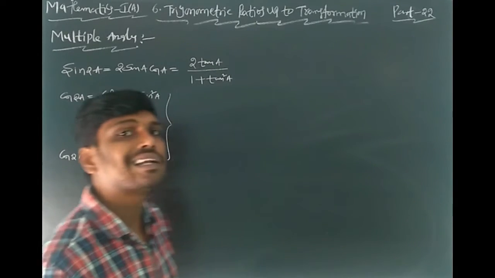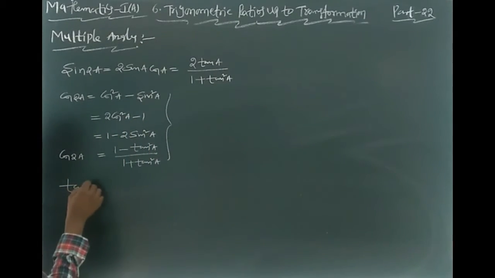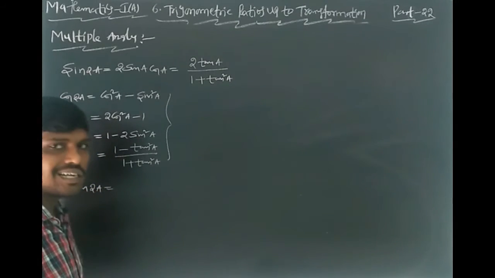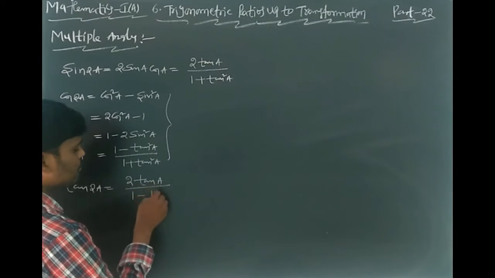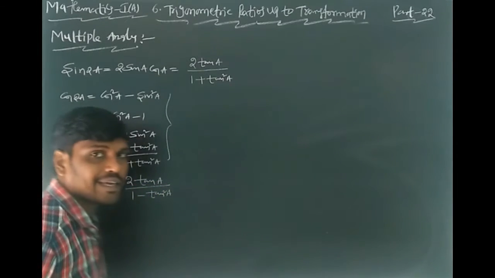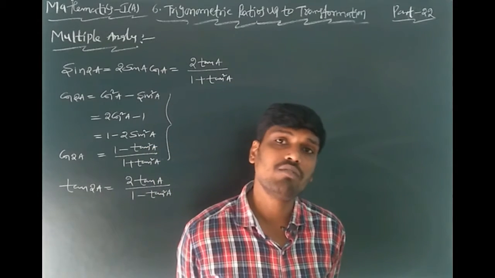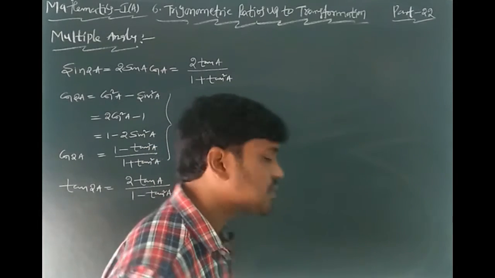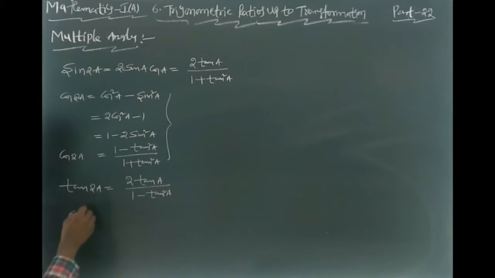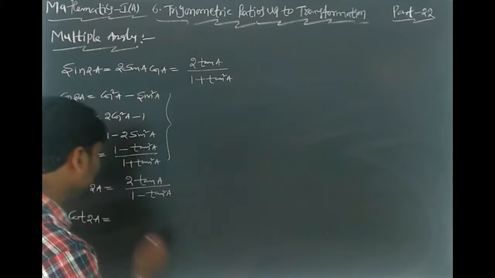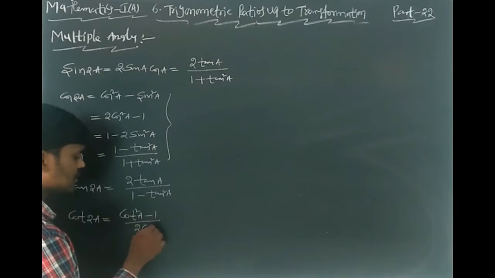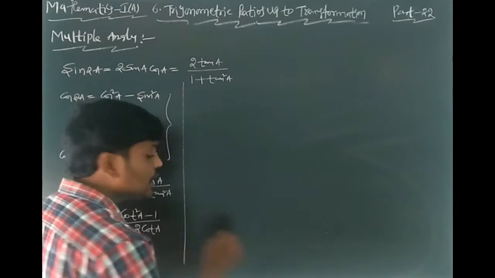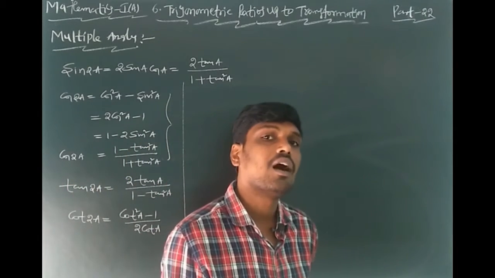After that goes to tan 2a. Tan 2a has only one formula, that is 2 tan a by 1 minus tan square a. After that, cot 2a. Cot 2a has only one formula, that is cot square a minus 1 by 2 cot a. This is the formula of cot 2a.